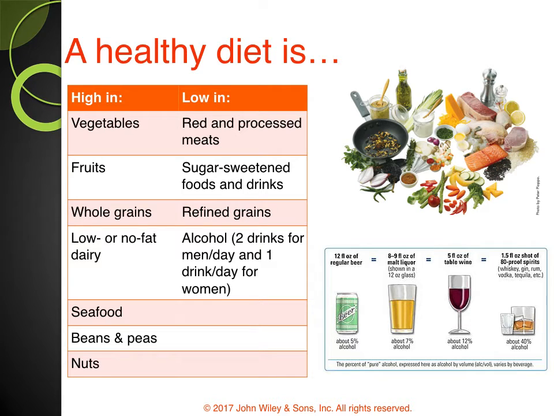We also want our diet to be low in red and processed meats. I go over why that is later. Also sugar, sweetened foods and drinks, refined grains, and alcohol. And here it says 2 drinks for men per day and 1 drink per day for women. This is like a healthy intake.